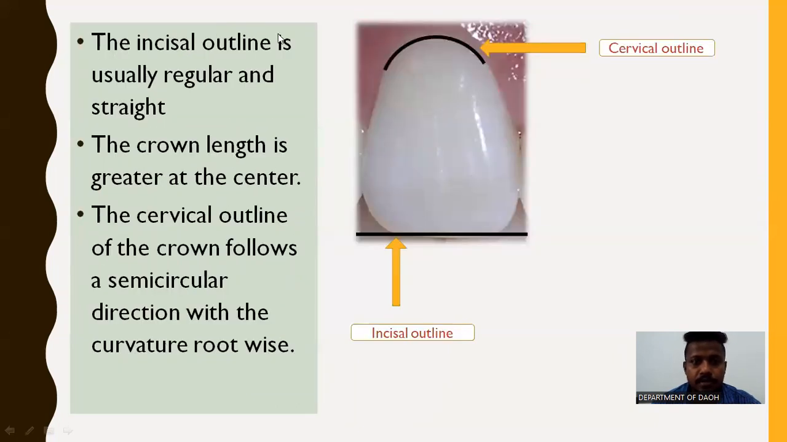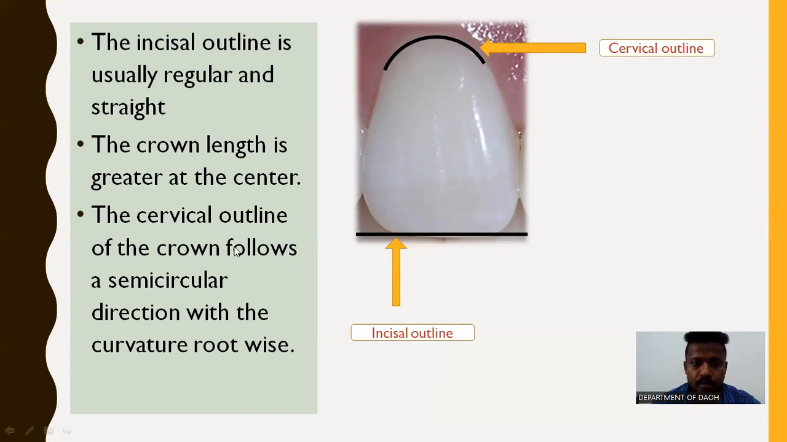The incisal outline is usually regular. You can see here this is the incisal outline. This is usually regular, where the crown length is greater at the center. So the length of the crown is greater at the center. You can see here the length of the crown is more.